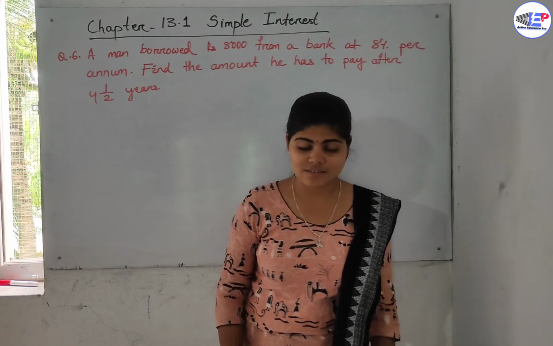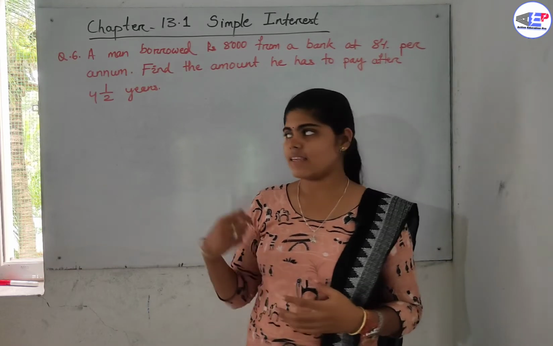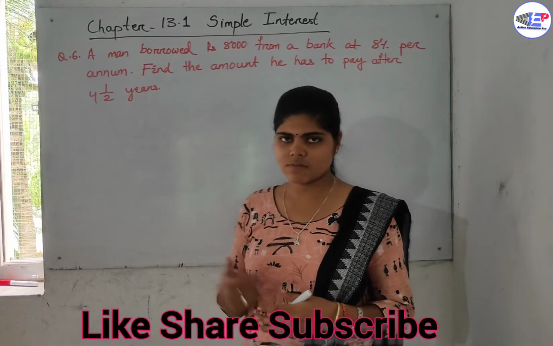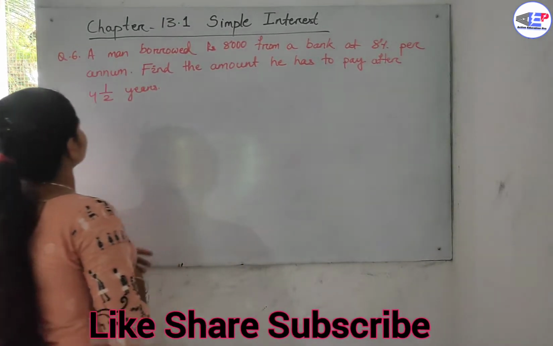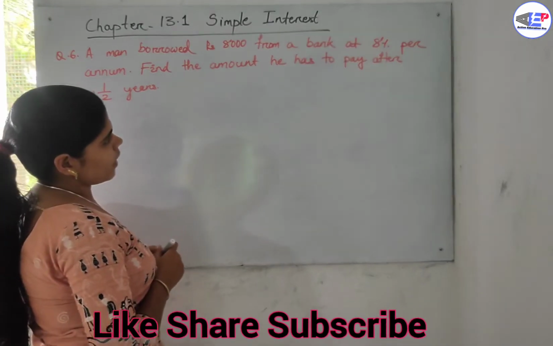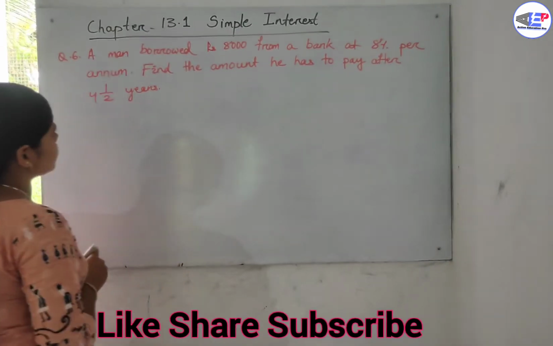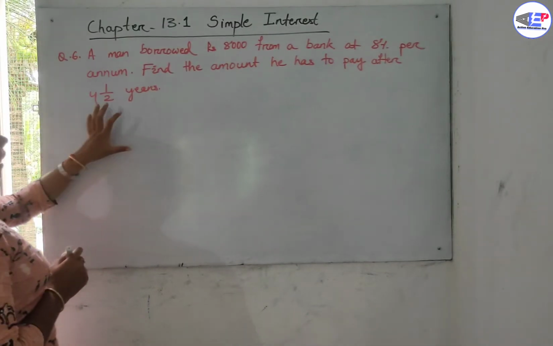Today I am going to do the next questions from chapter 13 from Additional Mathematics class 7, and here I am going to solve question number 6 from the same chapter 13.1. So let's do. A man borrowed 8,000 rupees from a bank at 8% per annum. Find the amount he has to pay after 4.5 years.